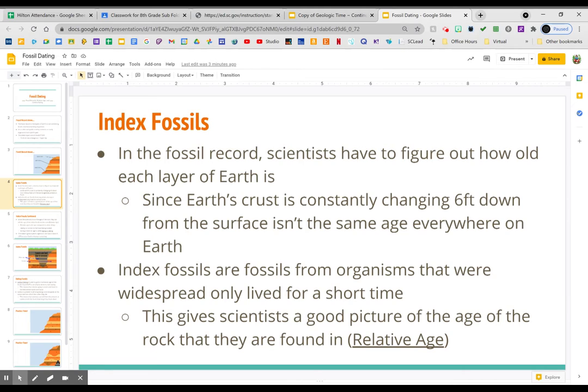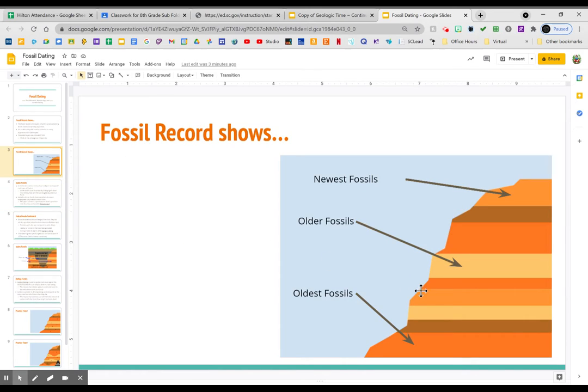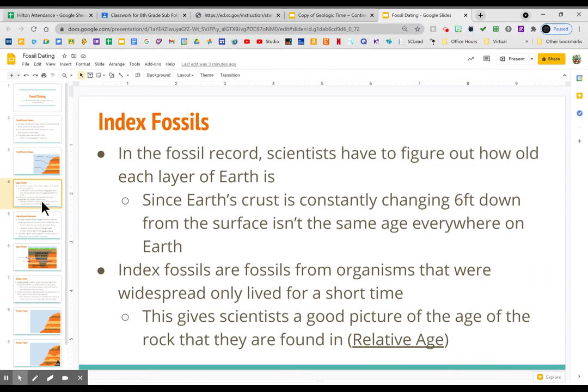So if we know trilobites only lived for, I don't know, 1,000 years, if we find a trilobite in this rock layer right here, we know that that rock layer has to be in that 1,000-year time frame. So if we know that trilobites only lived, we'll say, in the 1800s, it's not the 1800s, it's much farther back in time, but I'm just giving you an example. If I know that the trilobites only lived in the 1800s and I find trilobites in this layer, I know that that layer is from the 1800s. Okay, so that's what I mean when I say an index fossil.